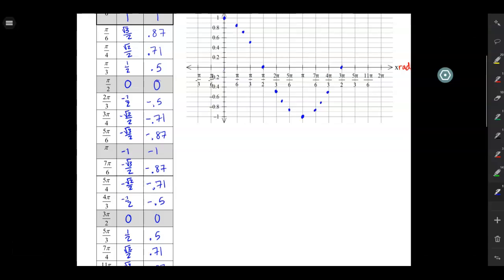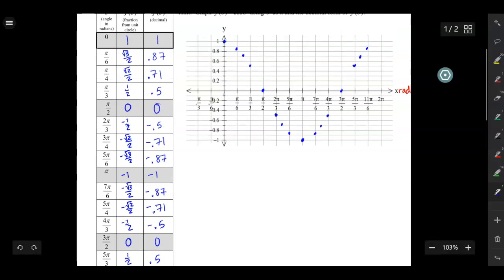At 5π/3, I'm at 1/2 or 0.5. At 7π/4, I'm at 0.71. At 11π/6, I'm at 0.87. And then at 2π, I am back at 1. Okay, so there's all my points that I get from this graph.